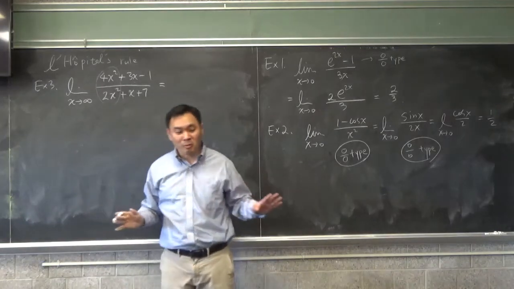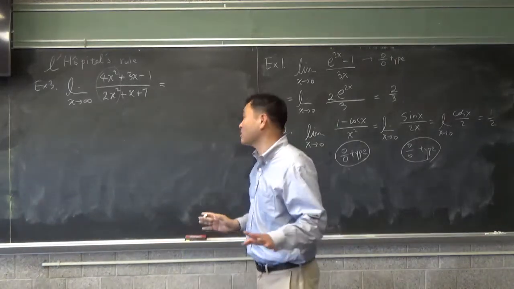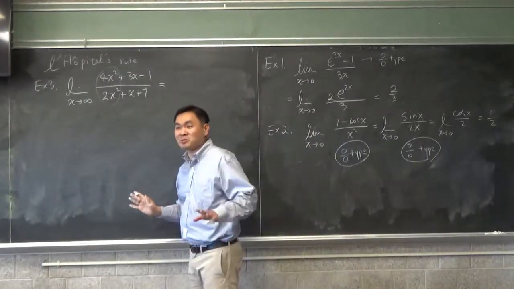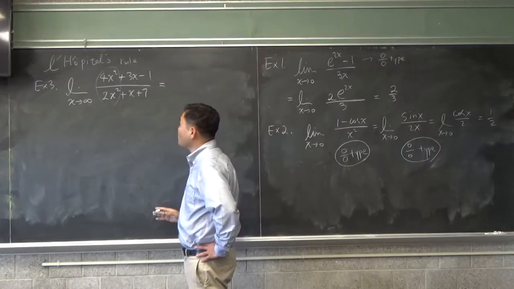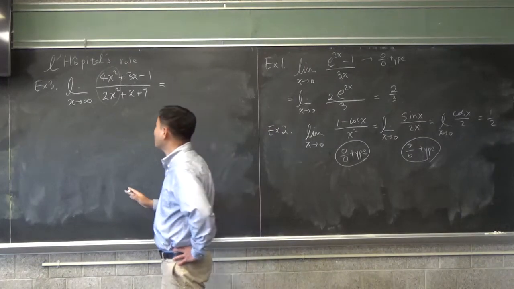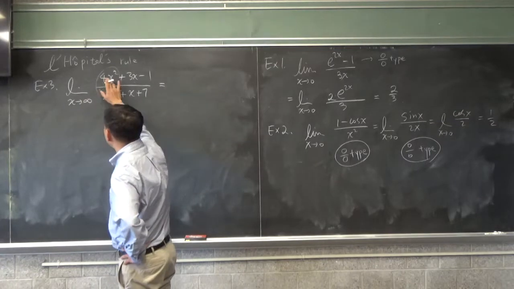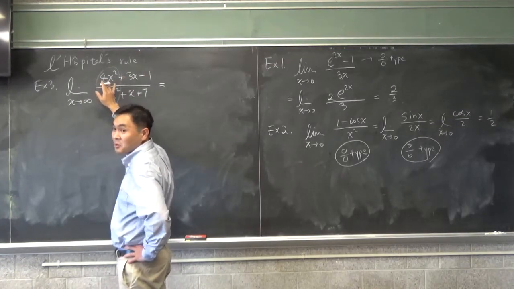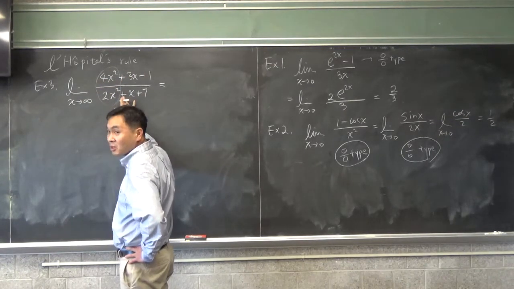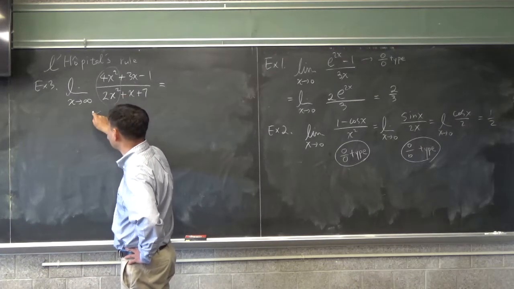However, let's say for a moment that we don't know that, or we didn't understand what we just said. Then you can still use L'Hopital's. When you plug in infinity, what do you get on the top? Infinity. If you plug infinity in the bottom, you get infinity again, so this is infinity over infinity.